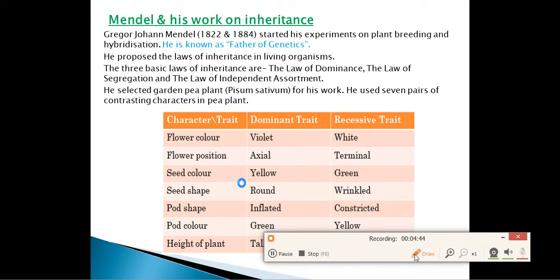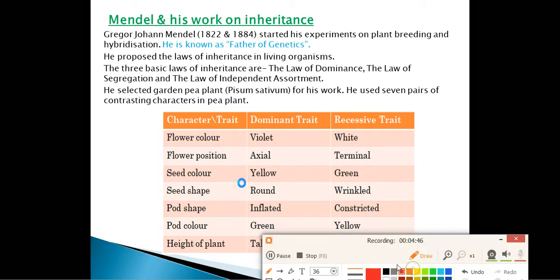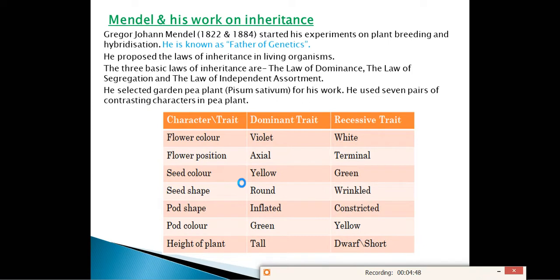inheritance. So over there, Gregor John Mendel, in the years 1822 to 1884, started his experiments on plant breeding and hybridization. He is also known as the father of genetics. From here, a 1 mark question you can get: who is known as the father of genetics. Chances are there. So remember that Gregor John Mendel is known as the father of genetics.